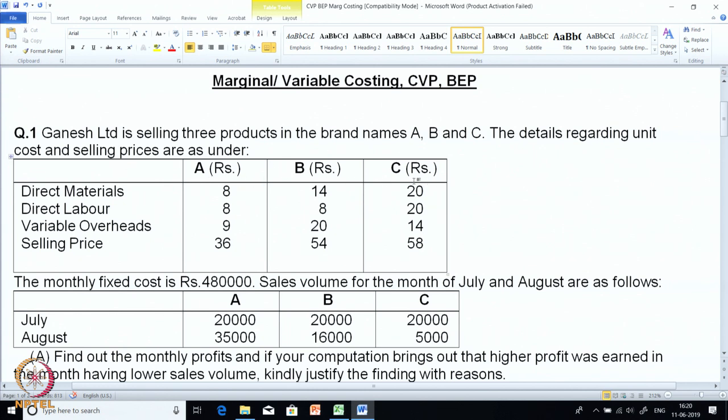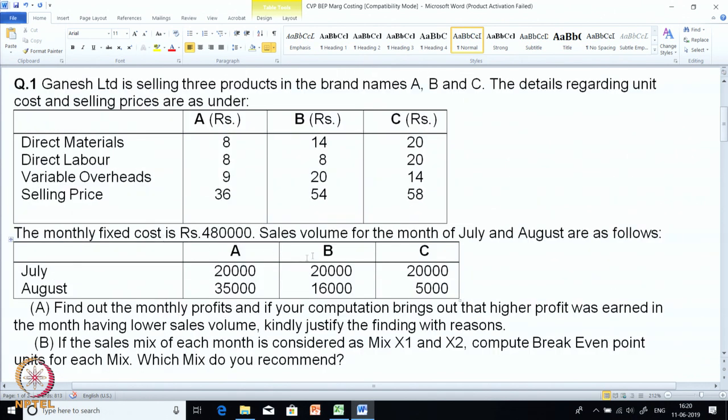So, there are three products of Ganesh Limited. They have given us the variable cost as well as the selling price, then the monthly fixed cost, which is 4,80,000, and they have also given us two sales mixes. In the month of July, it is 20,000, 20,000, 20,000. And in the month of August, 35, 16 and 5. In part A of the question, we were asked to calculate the monthly profits and comment if a month with lower sales can have higher profits.